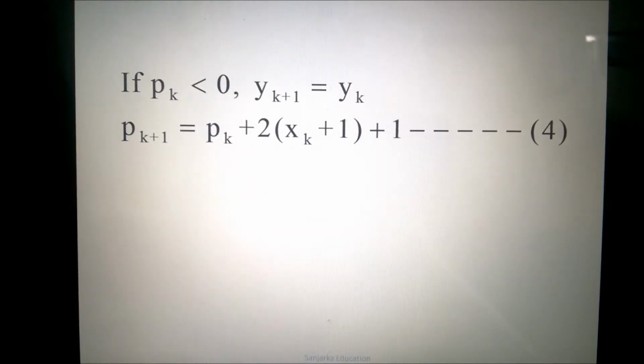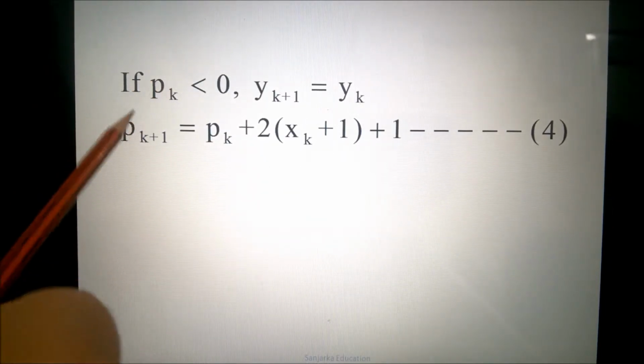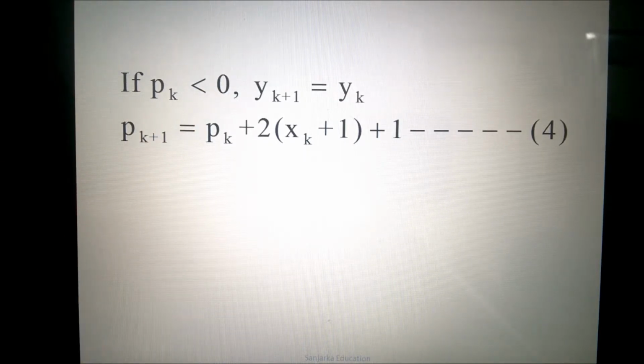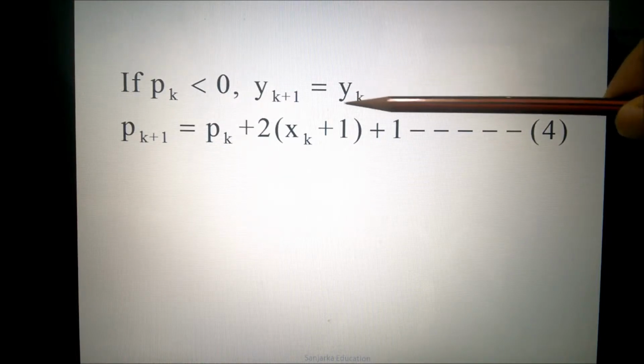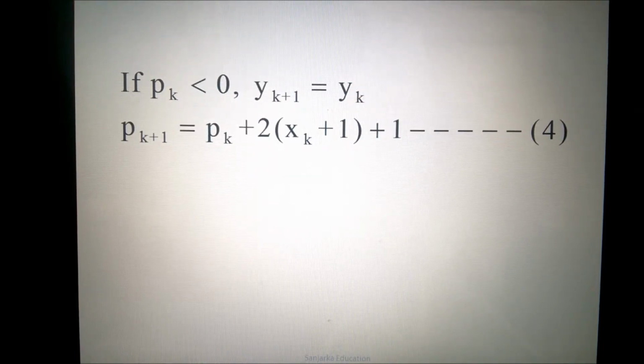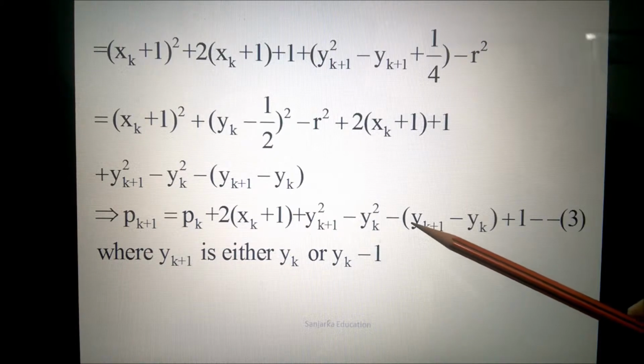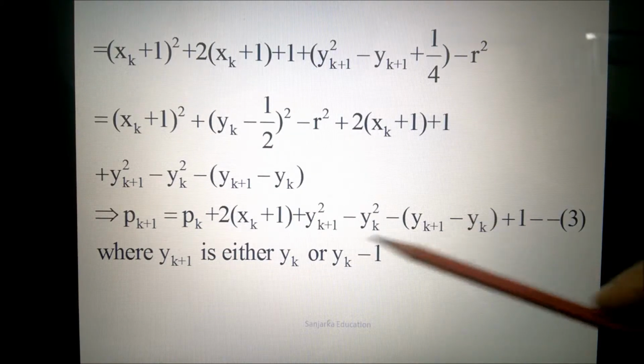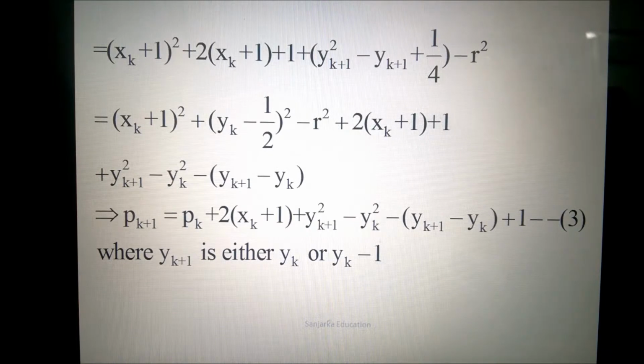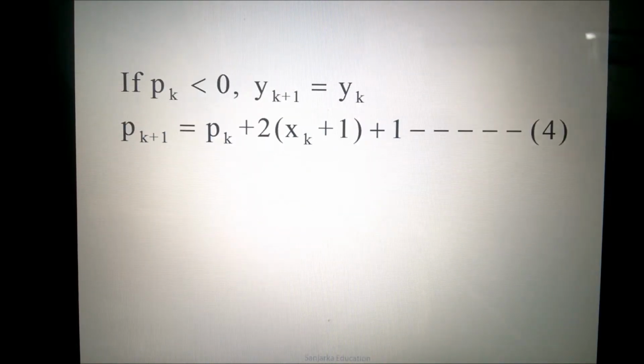Next we will show that if the decision parameter is found to be negative, that means less than 0, then the y coordinate of the pixel will remain the same. And this expression for pk plus 1 will be this, because you can see the earlier equation, if yk plus 1 is yk, then this expression will vanish, and this also will vanish. Therefore, remaining is this 3. And that way, we can get this equation.